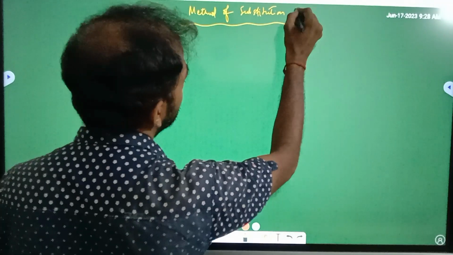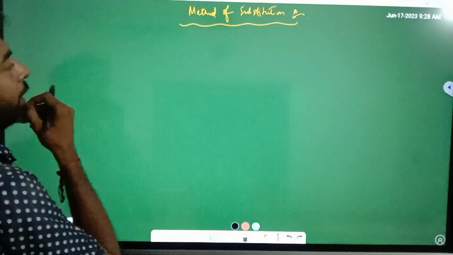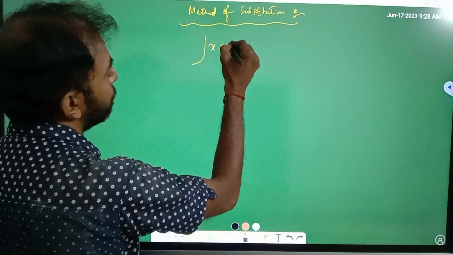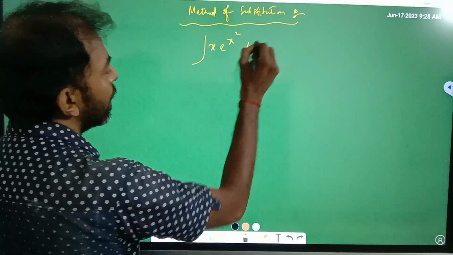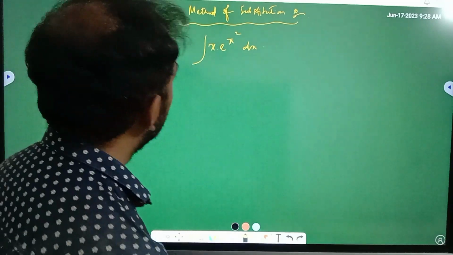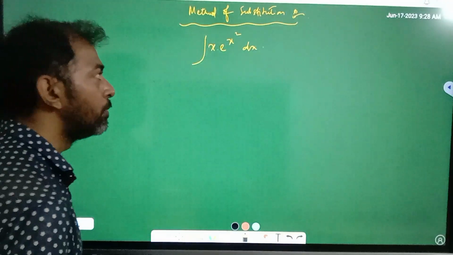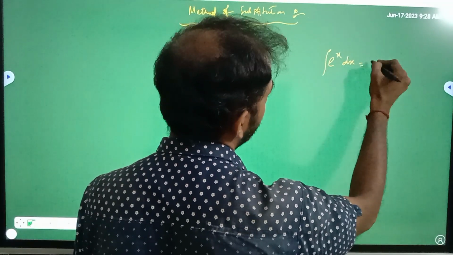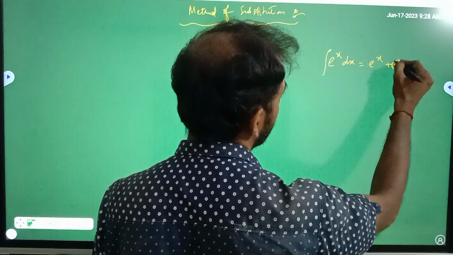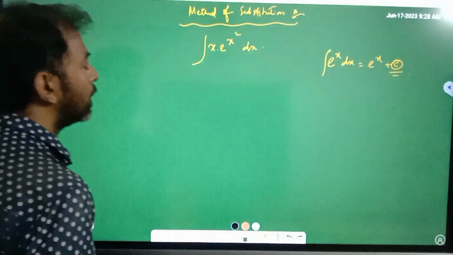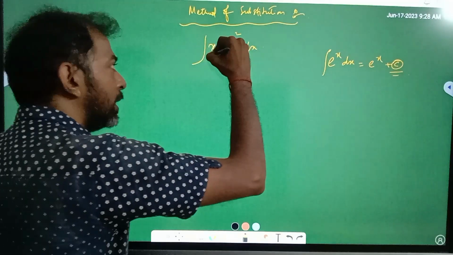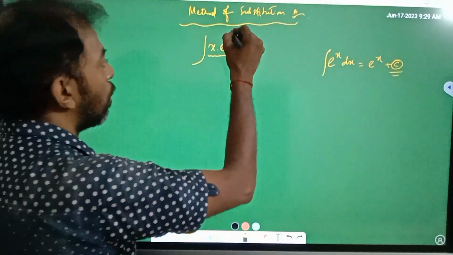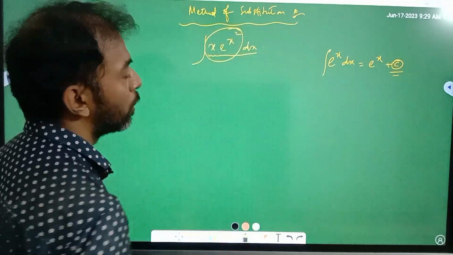Basically, what is it all about? Let us consider an example first: the integral of x into e to the power x squared dx. Here, this is not in a standard integral form. We all know that the integral of e to the power x dx equals e to the power x plus c, where c is the integral constant. But this is not in standard integral form.